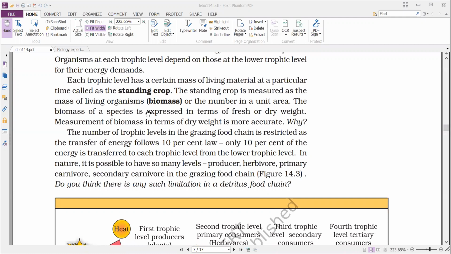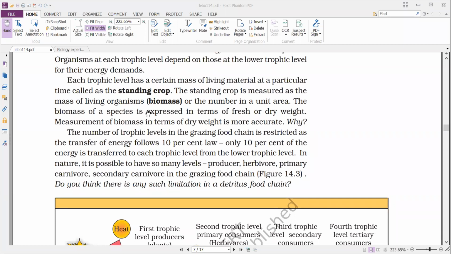That is called a standing crop. The standing crop is measured as the mass of living organisms or the number in a unit area. So we can calculate this biomass or standing crop in different ways. The standing crop of any trophic level can be calculated by calculating the amount of biomass, or we can also calculate the number in that particular unit area.